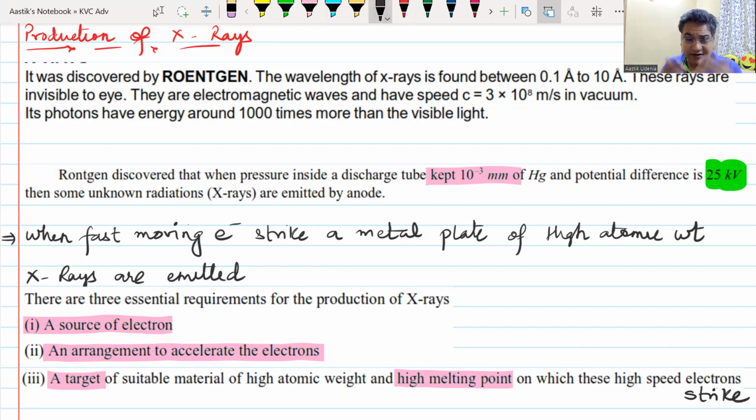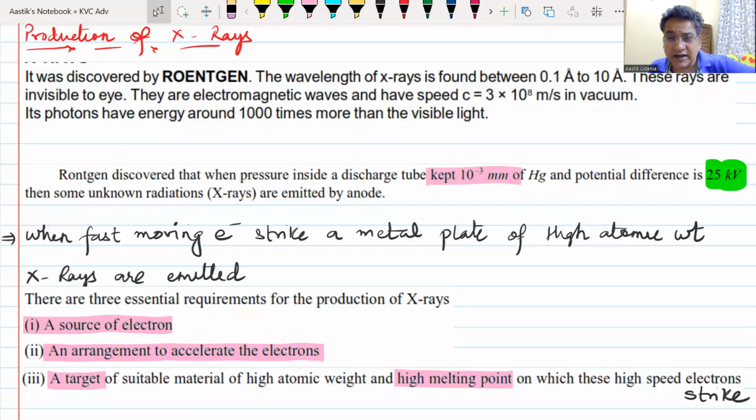So if I have these three conditions fulfilled, I should have X-rays being produced. X-rays are produced when fast moving electrons strike a target of high atomic weight and high melting point. If I can have fast moving electrons striking a high atomic weight target, I will have X-rays being produced. I'll give you 2 minutes to note this down.